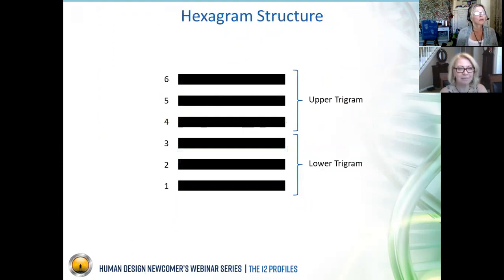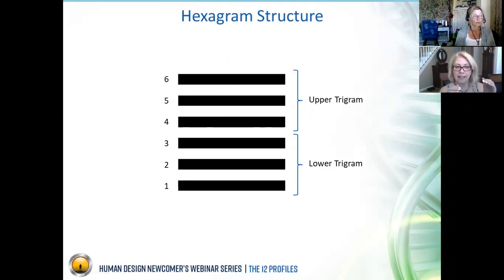Yes, and here is the hexagram structure that Lynette was referring to. We start at the bottom with the first line, foundation. The hexagram is really broken into two trigrams. The lower trigram is lines 1, 2, and 3: 1 being the foundation of the lower trigram, 2 being the outward projection, and 3 being the martyr, the trial and error. Then we move up to the upper trigram, lines 4, 5, and 6. The lower trigram is more introspective, more inward focused. The upper trigram is more outward focused. Again, the fourth line is the foundation of the upper trigram.